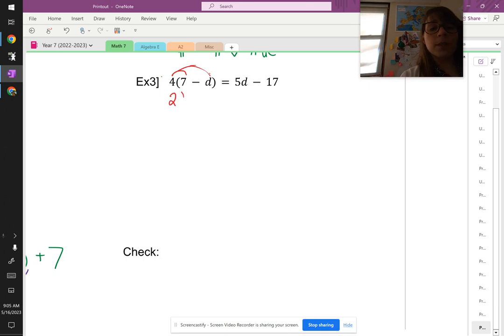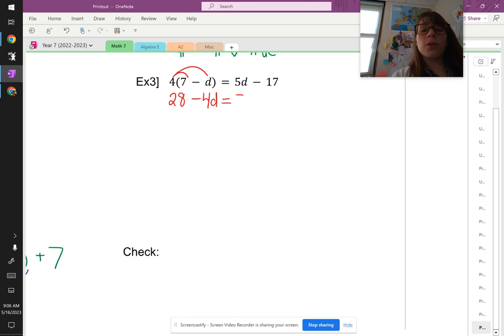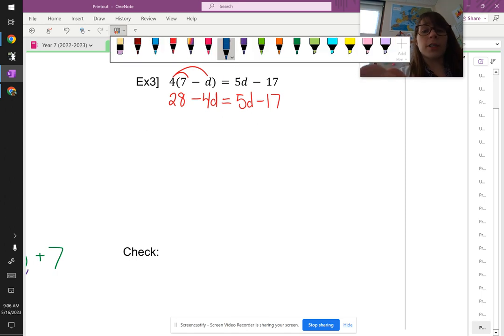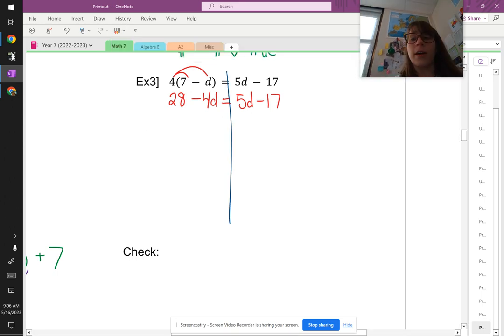4 times 7 is 28, and 4 times, I don't know why that is so sketchy. Let's try that again. 4 times 7 and 4 times negative d, because that's a minus d, is a negative 4d. And then no distribution or combining of like terms to do on this side, so I'm just going to carry those pieces down. Yes, I did forget to draw my line down the center. I'm going to do that now.